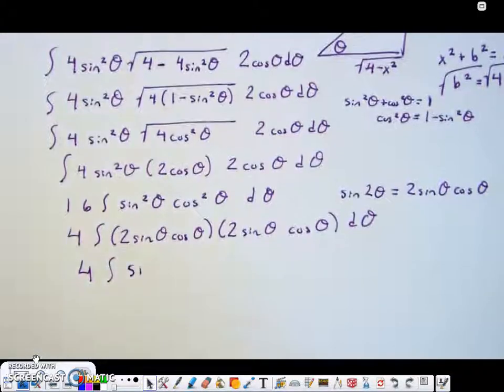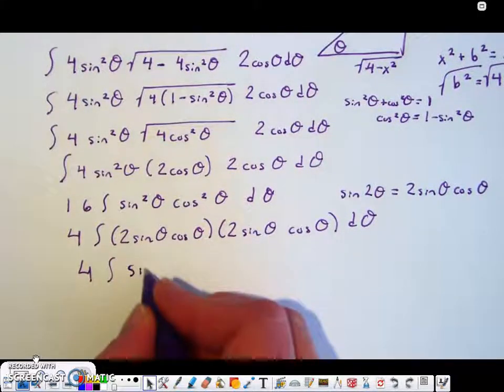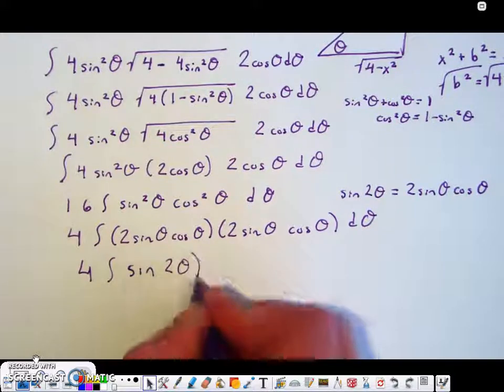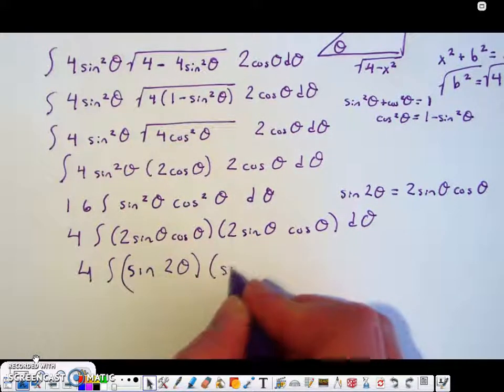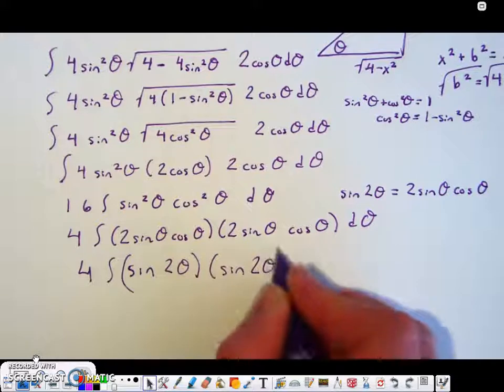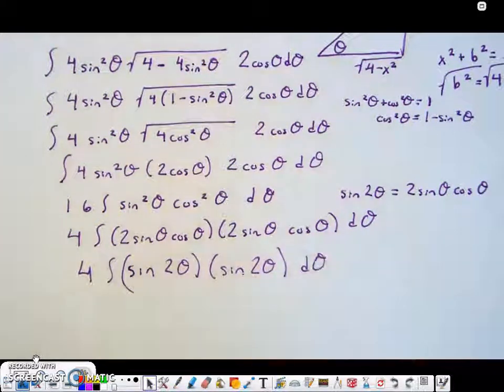So this I'm going to replace with sine 2 theta. And this is also sine 2 theta. And sine 2 theta times sine 2 theta is sine 2 theta squared.